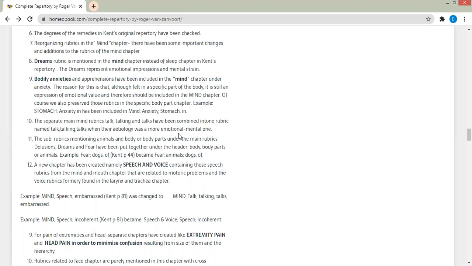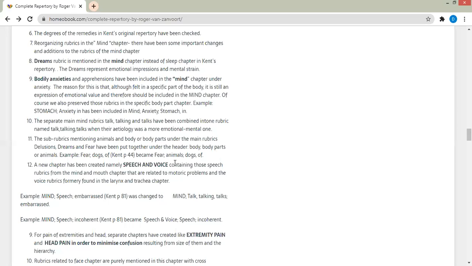The sub-rubrics mentioning animals and body or body parts under the main rubrics delusion, dreams, fear have been put together under the header that is body, body parts or animals. Example: fear, dogs of, became fear, animals, dogs of.